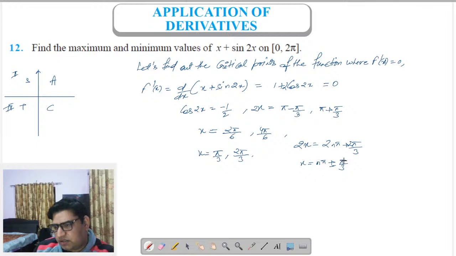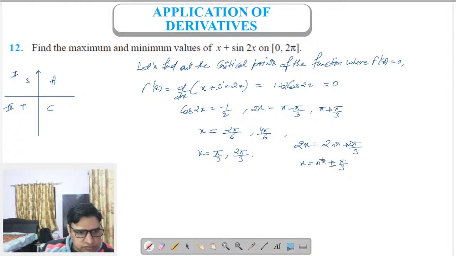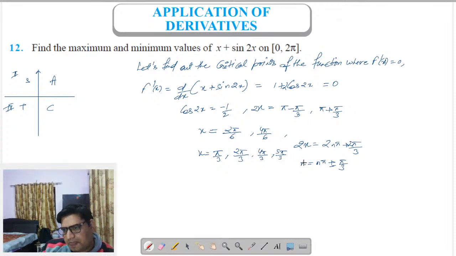So pi plus pi by 3, and if it is for 2, 2 pi plus pi by 3. So 2 pi plus pi by 3 is how much? 4 pi by 3, and the other value is 5 pi by 3. So these are the other values for n is equal to 2. So we will get two more values for n is equal to 2. For n is equal to 1, we will have pi by 3 and 2 pi by 3, and for n is equal to 2, we will have 4 pi by 3 or 5 pi by 3.